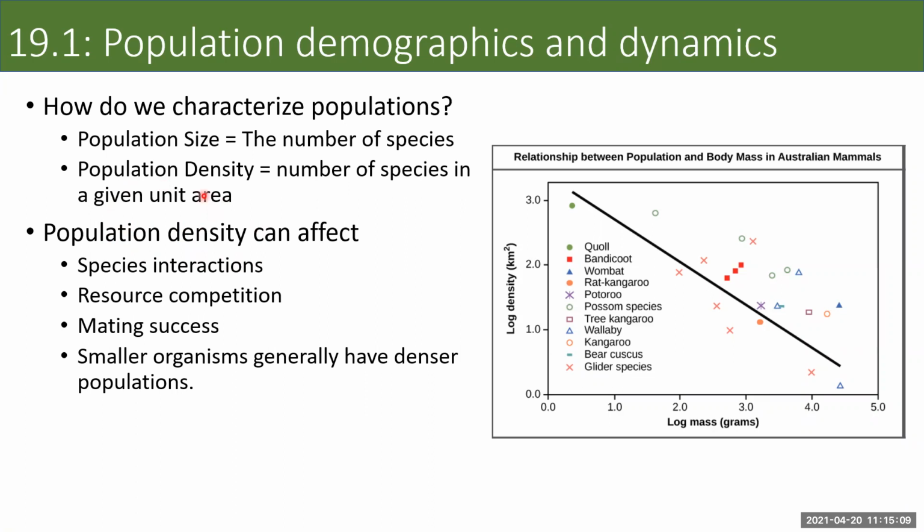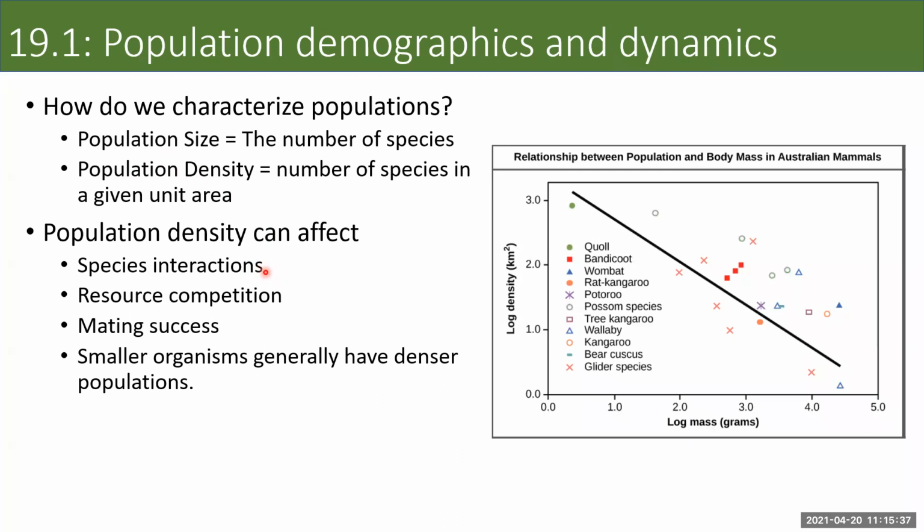And so population density is pretty important because it can affect species interactions. Now, you could have a large population size, but if those individuals are over a really large area, their density is going to be low. Whereas if you have a large population size and they're over a small area, their density is going to be high, right? So density can tell you some information on species interactions, right?